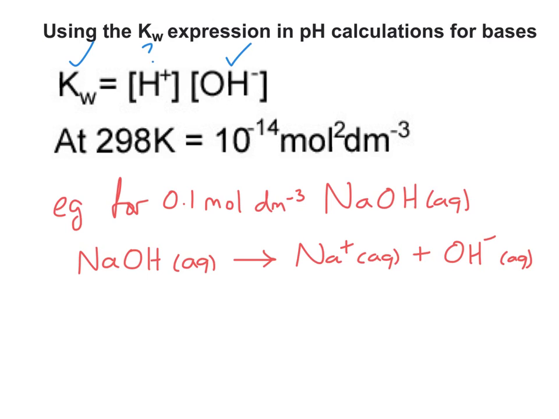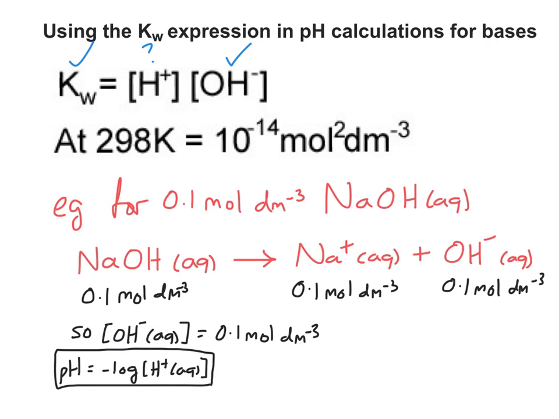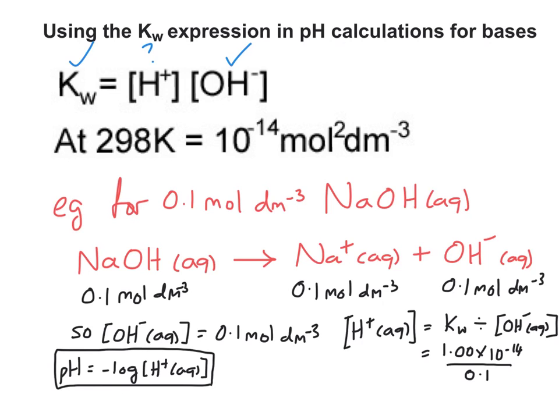We can assume that it dissociates completely. So that means we can assume that the OH minus concentration is 0.1 moles per decimeter to the minus 3. But the pH is worked out using the concentration of H+. This is where kW comes in.